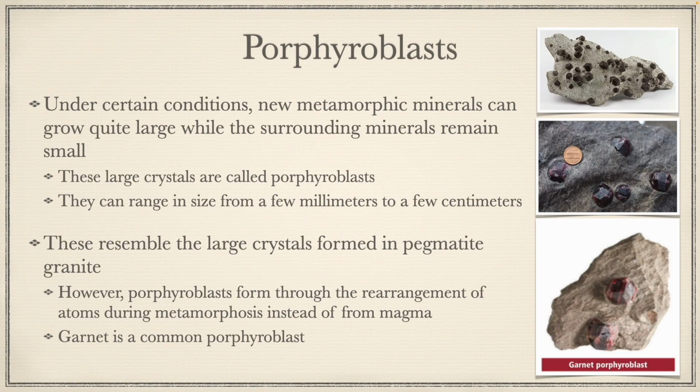And then porphyroblasts. Under certain conditions, new metamorphic minerals can grow quite large while the surrounding minerals remain small. These large crystals are called porphyroblasts. They can range in size from a few millimeters to a few centimeters. So they could actually be quite large. Here's a penny, and here are some actual garnets in this schist that are rather large. These resemble the large crystals formed in pegmatite granite, although they're not pegmatites. Porphyroblasts form through the rearrangement of atoms during metamorphism instead of from magma. Garnet is a very common porphyroblast, which is what all of these over here are, garnets.